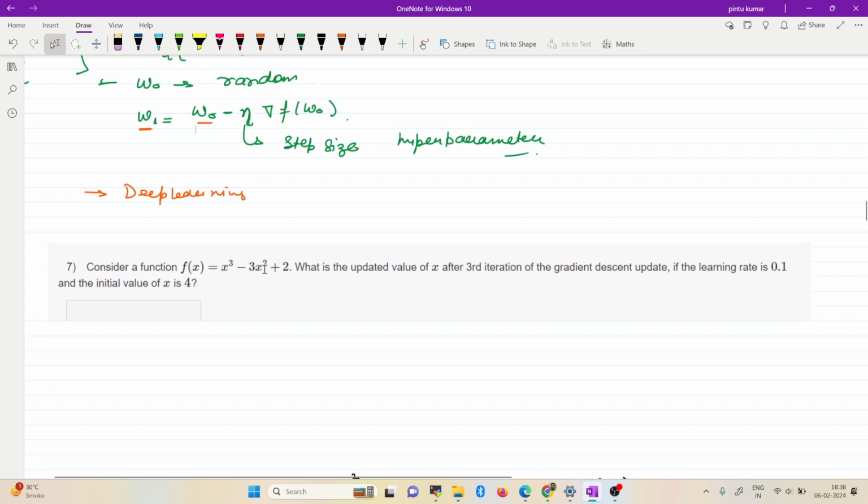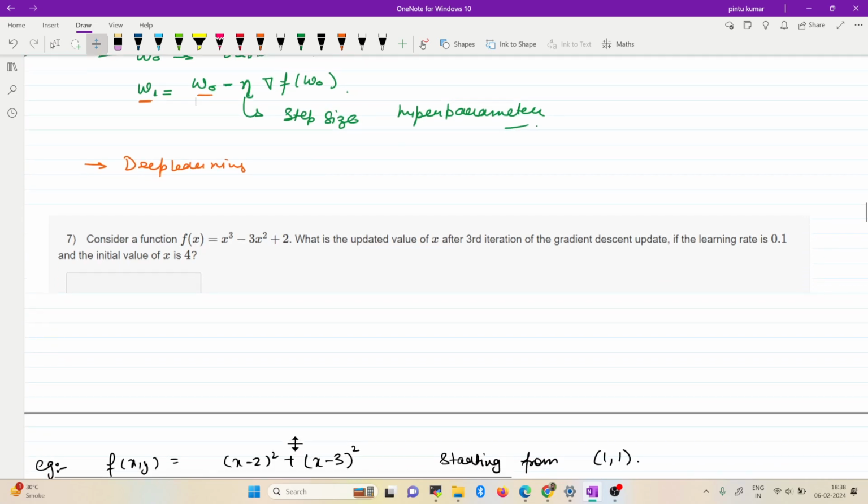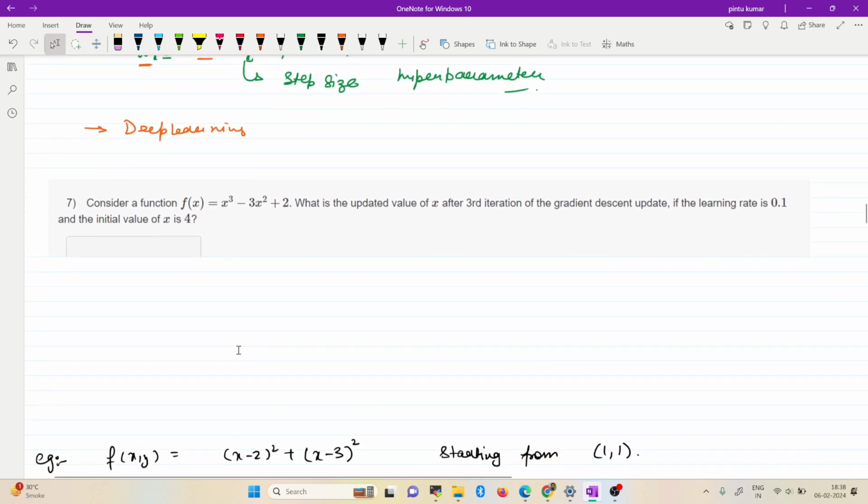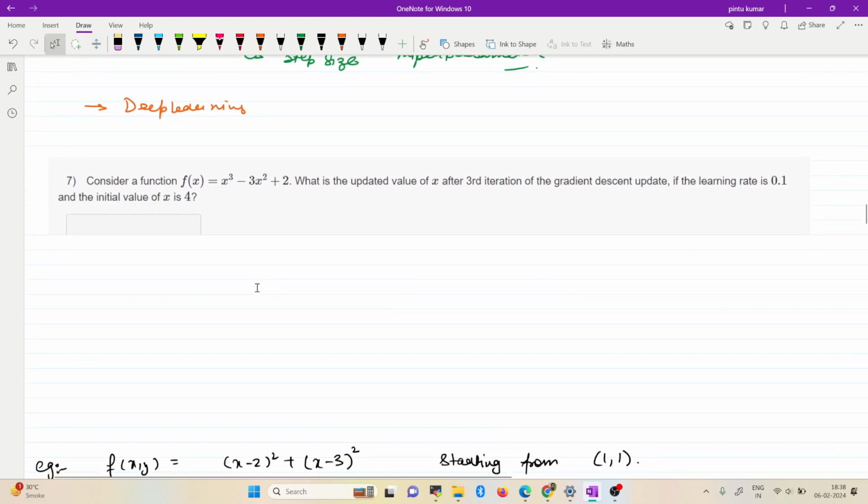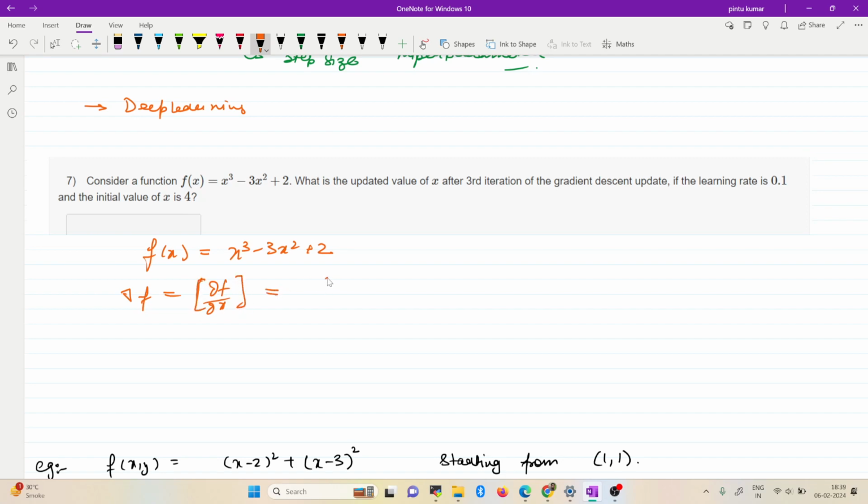Somebody was asking to solve for multiple iterates. Although this is a function of only one variable, I thought it might give you a lot of intuition for somebody who has not understood till this point. So my f of x, a function of only one variable, is x cube minus 3x square plus 2. What would be the gradient of f? It would be del f by del x, only one component. This is nothing but 3x square minus 6x. This is my gradient.